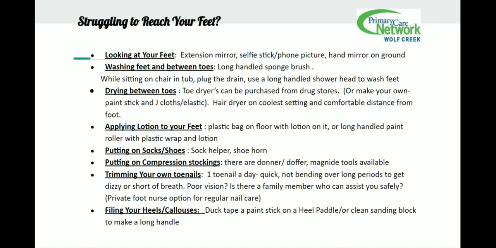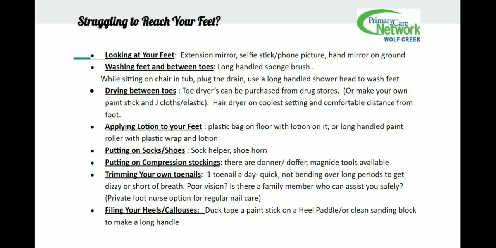You can use a long-handled shower head to wash your feet. You can make a lot of different tools at home by duct taping a paint stick or a long handle onto something, like a sponge brush or something.